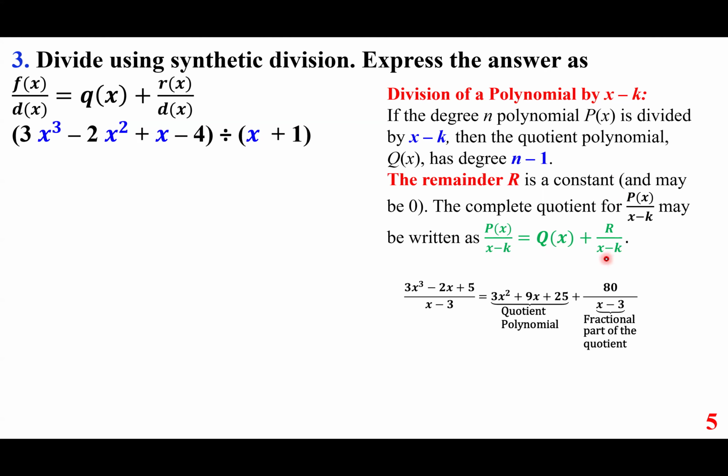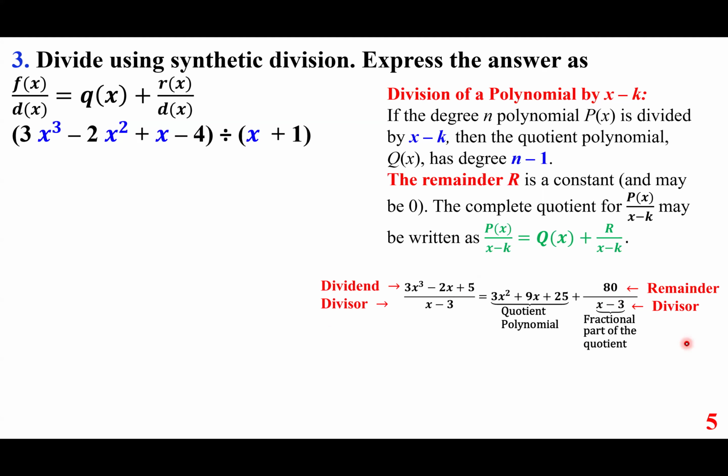For example, 3x cubed minus 2x plus 5 over x minus 3. We go through the process. We get 3x squared plus 9x plus 25 plus 80 over x minus 3. So the top, the numerator, is the dividend. The bottom is the divisor. This is the quotient. This is the remainder. And of course, this is the divisor. And this is the fractional part. So these are the details as far as this methodology.